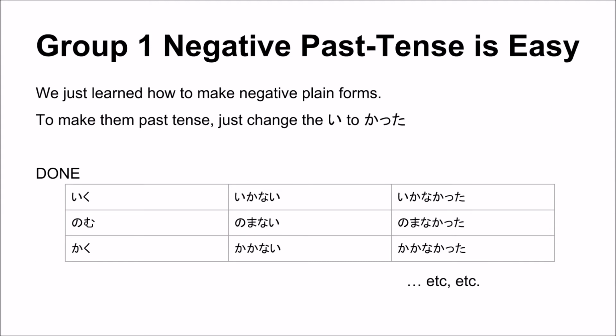Negative past tense is easy for group 1s because they operate just like i-adjectives. So basically just change the i to katta, you're done.